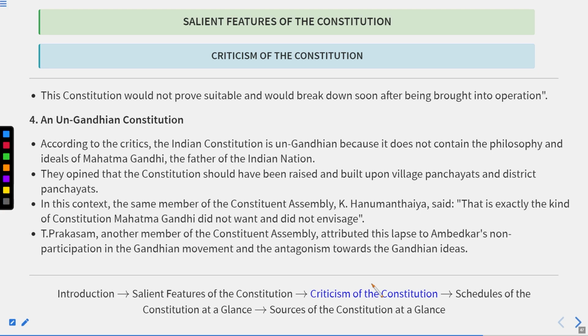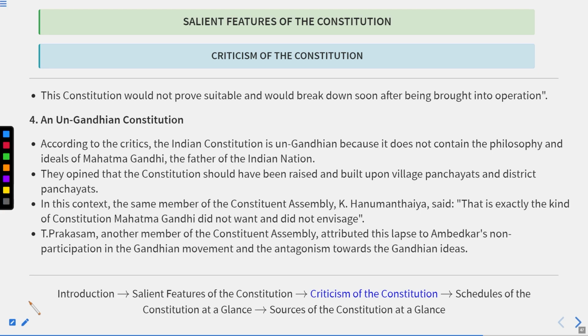That was their saying. Thereafter, another criticism was un-Gandhian constitution. According to the critics, the Indian constitution is un-Gandhian because it does not contain the philosophy and ideals of Mahatma Gandhi, who is often regarded as the father of the Indian nation. They opined that the constitution should have been raised and built upon village panchayat and the district panchayat.